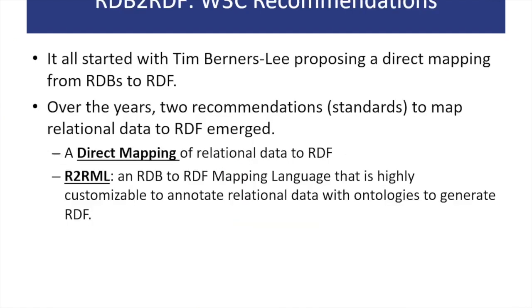The Relational Database to RDF movement, or RDB to RDF for short, all started with Tim Berners-Lee proposing a direct mapping language to transform relational databases to RDF. This sparked a discussion, and over the years, two W3C recommendations were published that specified how one can map relational data to RDF. The first one was a direct mapping of relational data to RDF, and the second one, R2RML, is a highly customizable mapping language that allows us to prescribe how data contained in relational databases needs to be transformed into RDF.